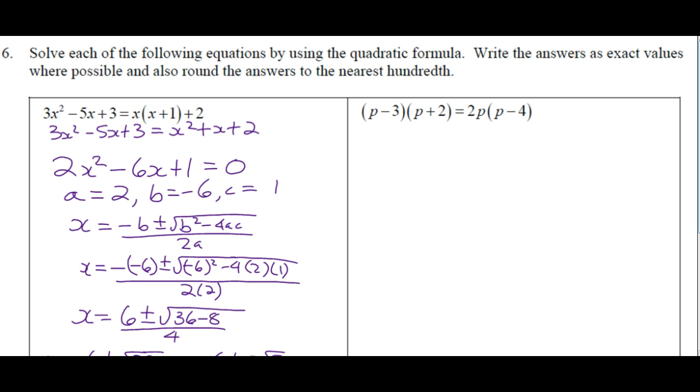Okay, let's do this one. P squared plus 2p minus 3p is minus 1p, minus 6 is 2p squared minus 8p. Okay, so first step is to expand. Then collect. Well, they're all collected. Then move to one side. Now I'm actually going to move to this side, and go p squared, subtract, add the p, minus 7p, and add the 6. I'm going to the side that has the larger value of p squared, so I end up with a positive a value.